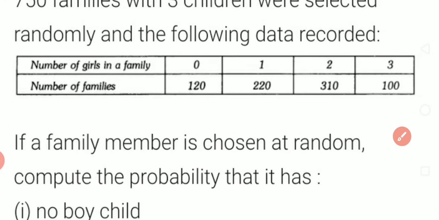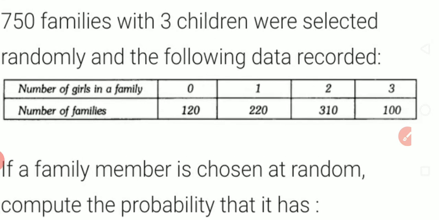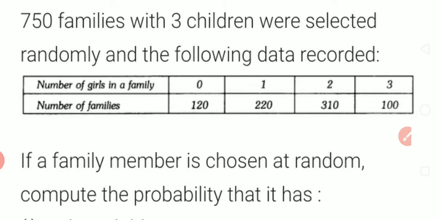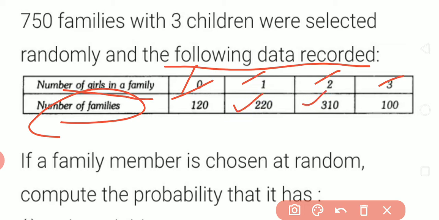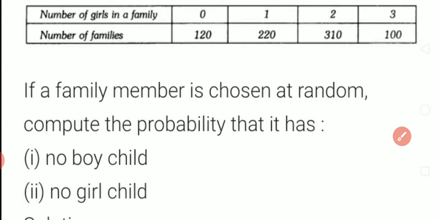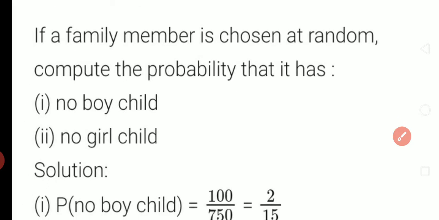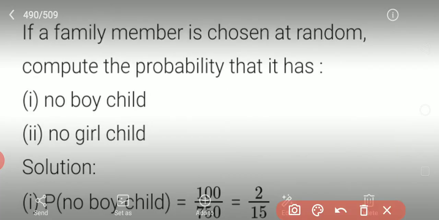So let us start the next question. 750 families with 3 children are selected randomly, and the following data is recorded. The number of girls in the family: no girl, 1 girl, 2 girls, 3 girls. The number of families having no girl is 120, having 1 girl is 220, having 2 girls is 310, and having 3 girls is 100.